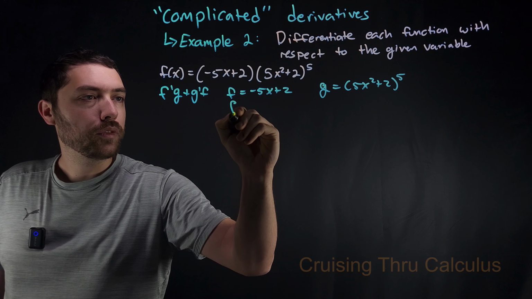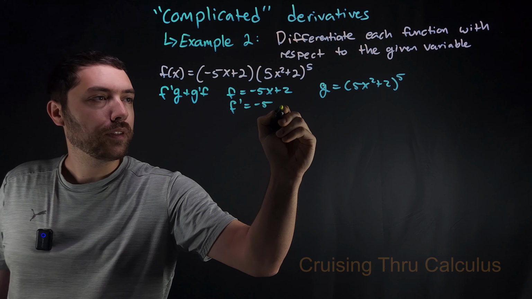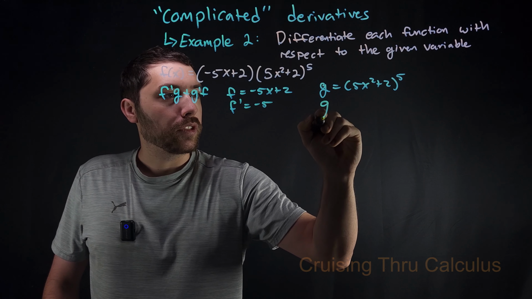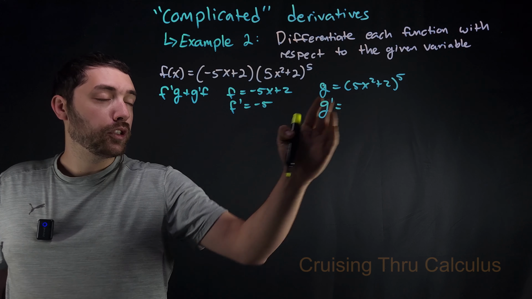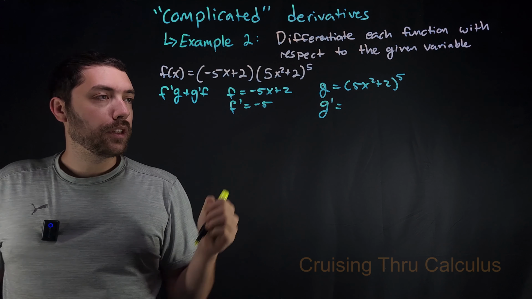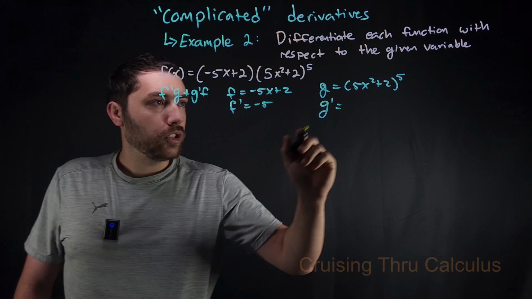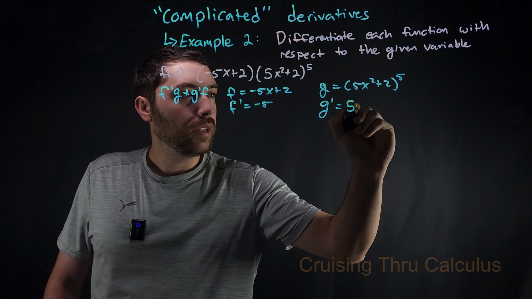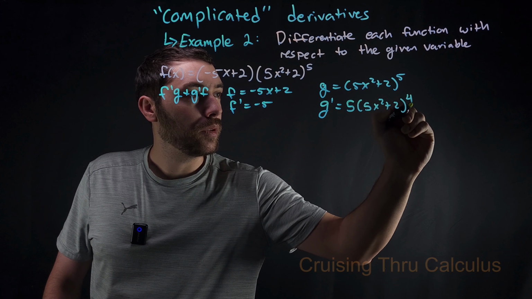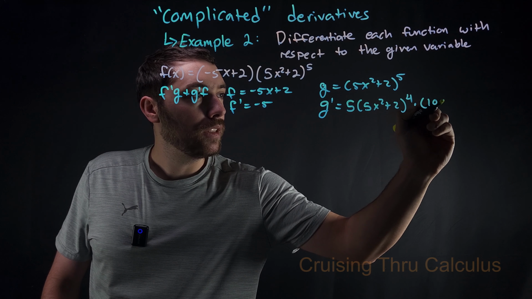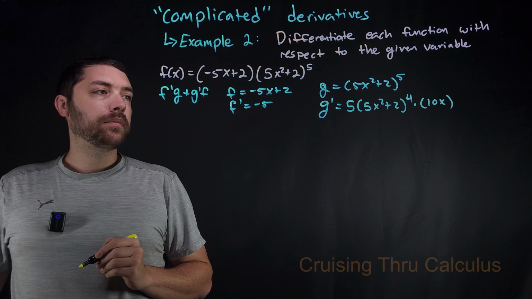Okay, the derivative of this first one is quite simple. That's just negative 5. The derivative of this one over here is a little bit more complicated though. That's because this whole piece here, which is more complicated than just x, is being raised to the 5th power. So we've got to use the chain rule. We're going to bring down the 5, leave the inside alone, subtract 1 from the exponent, and then multiply by the derivative of the inside, like that.